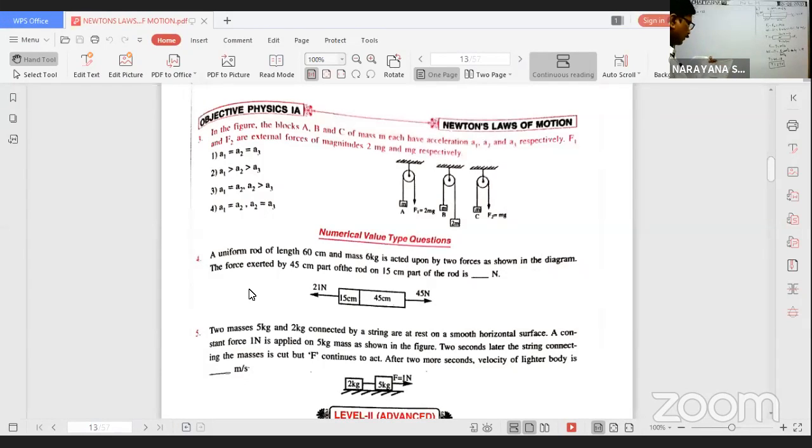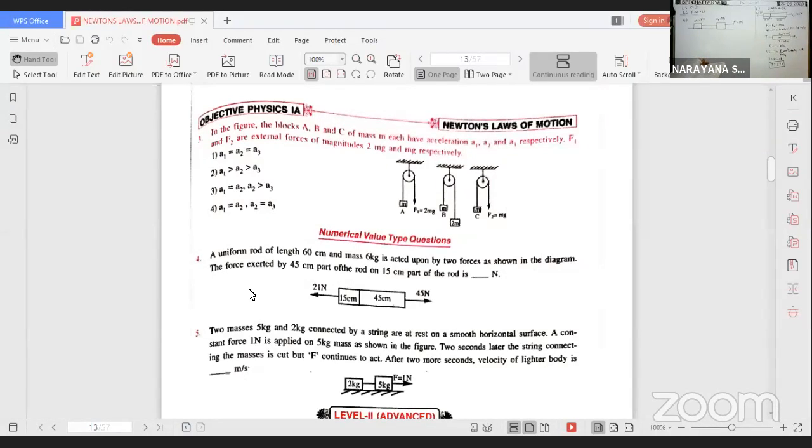Two masses, 2 kg and 5 kg, are joined by a string. M1 is equal to 2 kg, M2 is equal to 5 kg. They are kept on a smooth horizontal surface and pulled by a force F equal to 1 Newton. A constant force of 1 Newton is applied on the 5 kg mass as shown. 2 seconds later, the string connecting the masses is cut, but F continues to act. Okay, after 2 more seconds.